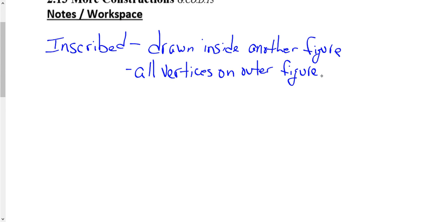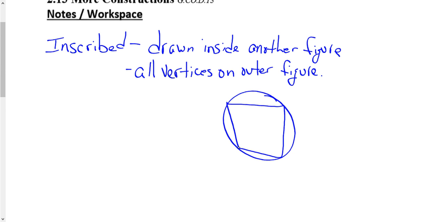Okay? So maybe we have a diagram, a circle, and I'm going to inscribe a quadrilateral. Okay, everybody see that? So we have a quadrilateral inscribed inside a circle. Okay, we say the quadrilateral is inscribed. But the thing on the outside, from this point of view, it's not inscribed, it's what we call circumscribed. Okay?